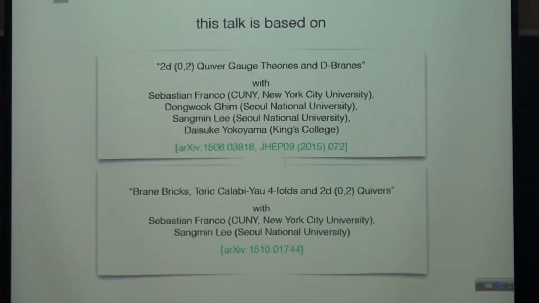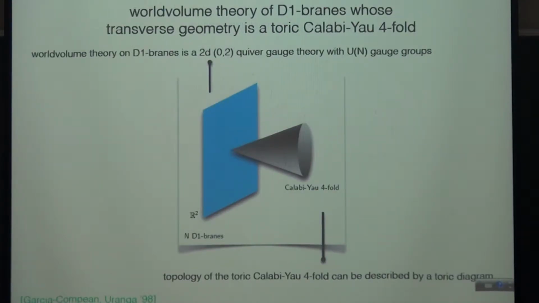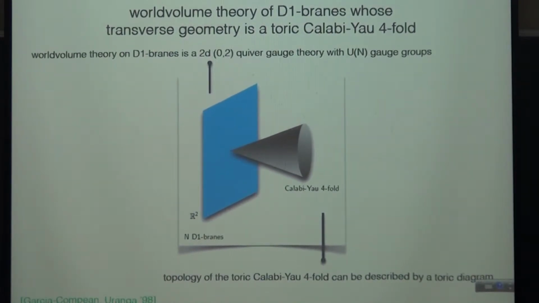In this talk, I want to talk about 2D (0,2) theories as world-volume theories of D1 branes. The transverse geometry of the D1 branes is the toric Calabi-Yau 4-fold. The toric Calabi-Yau 4-fold can be thought of as the target space of a sigma model that is defined through the 2D field theory on the D1 branes.